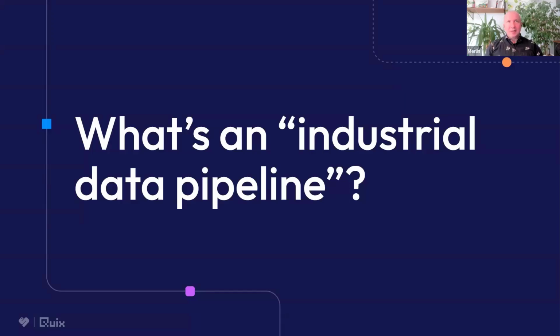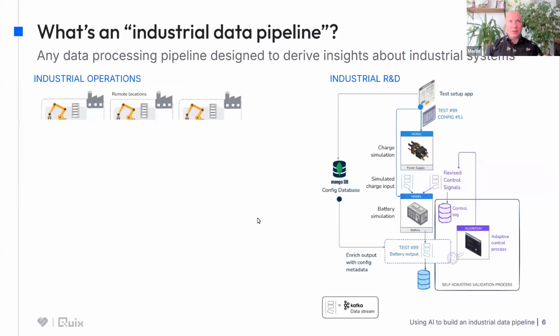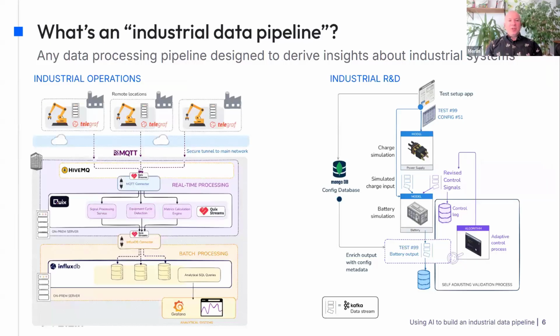Let's first take a look at what we're going to build, or the concept of what we're going to build. So what exactly do I mean by industrial data pipeline? Here I'm using a very broad, liberal definition of industrial. I'm talking about data processing pipelines that are designed to derive insights about any kind of industrial system. With industrial systems, I'm going with a very liberal definition that includes the things you'd expect, like factories and manufacturing plants, but also energy providers, water treatment facilities, and so on. Basically, any large-scale physical system where you want to use sensors and data to improve how those systems operate.